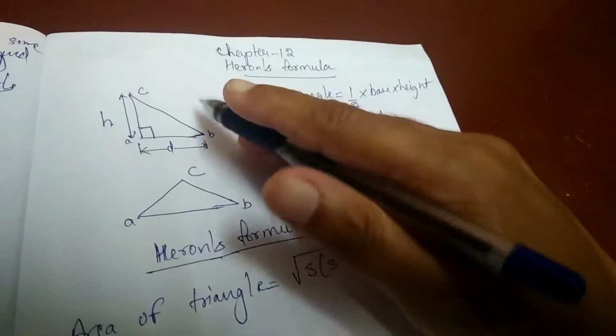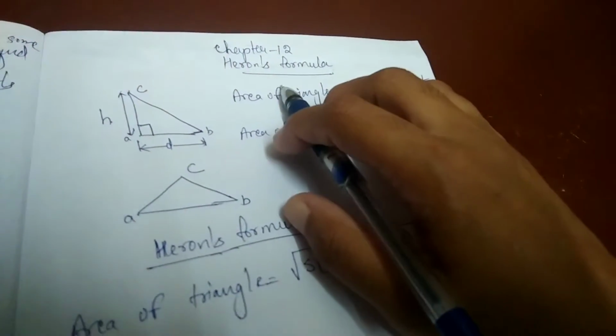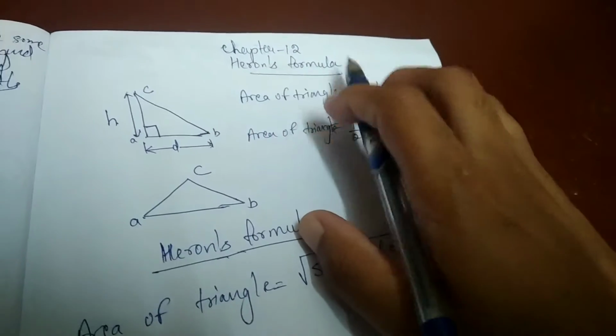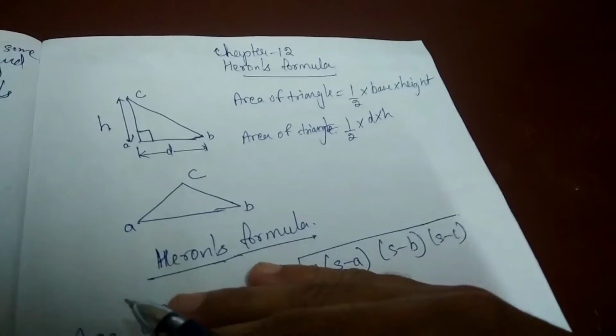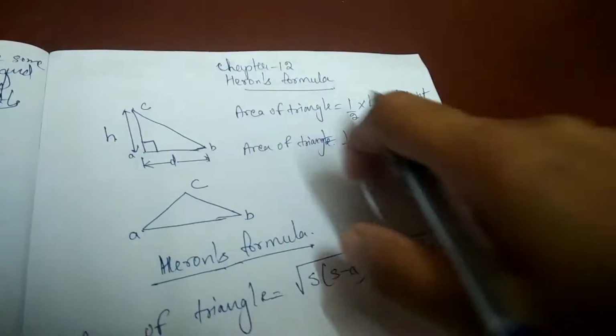Okay, so today I am going to teach you about Heron's formula. What basically Heron's formula is, is to find the area of a triangle. But before getting into this, I want to say something regarding this.